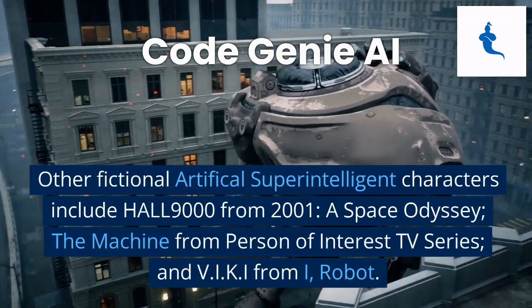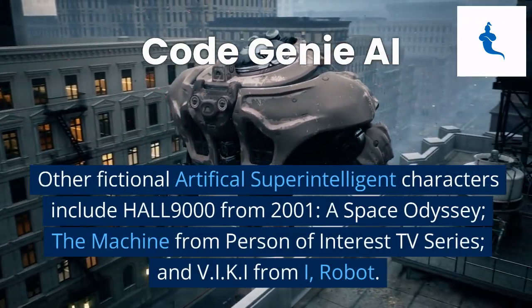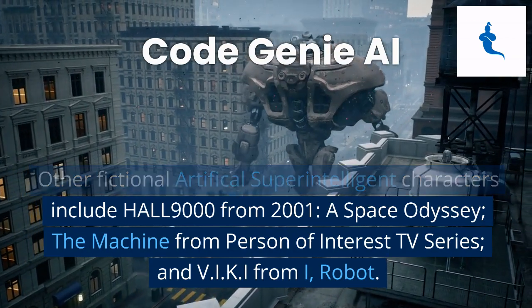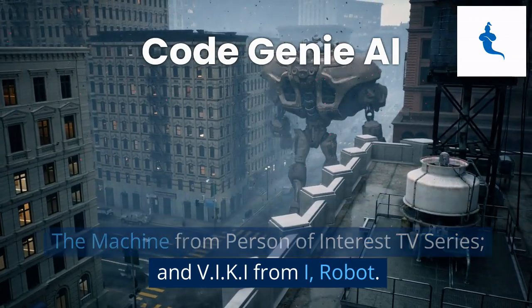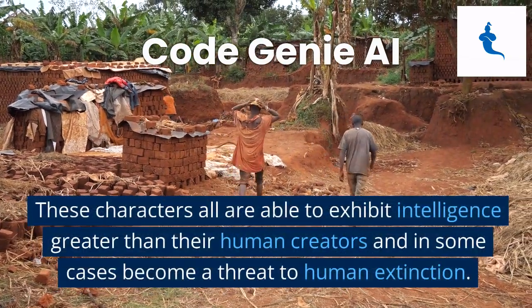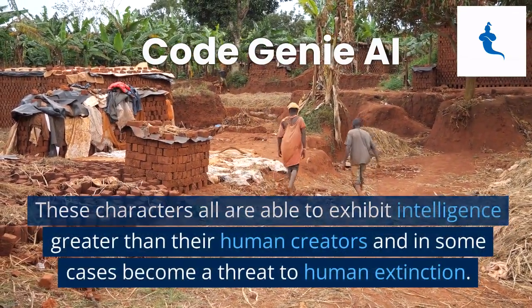Other fictional artificial superintelligent characters include HAL 9000 from 2001, A Space Odyssey, the Machine from Person of Interest TV series, and VIKI from I, Robot. These characters all are able to exhibit intelligence greater than their human creators and in some cases become a threat to human extinction.